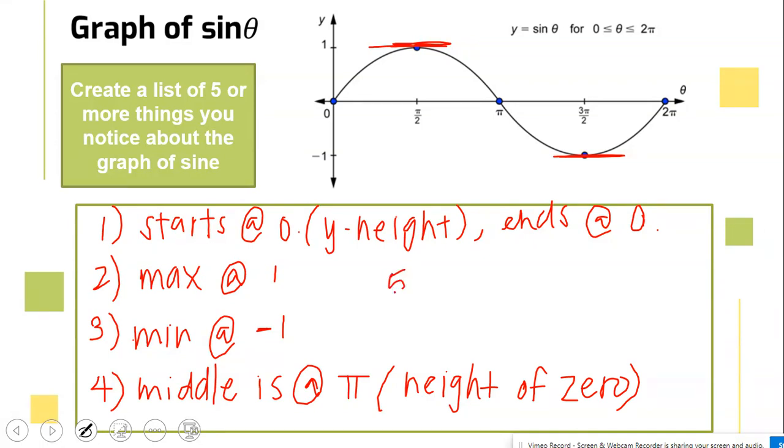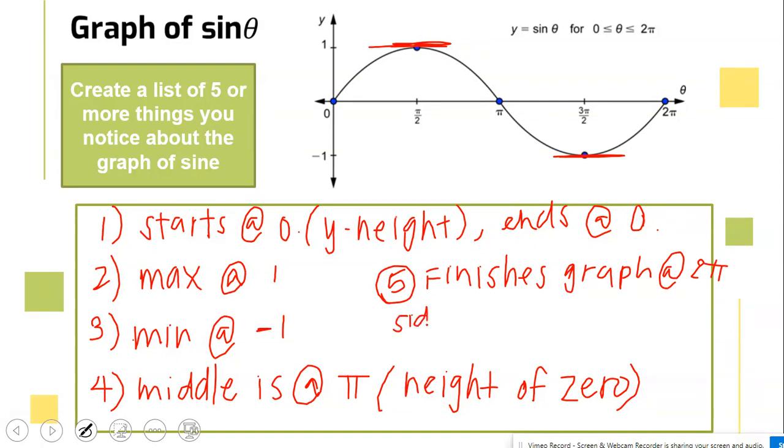And the last thing you might notice is that it finishes the graph at 2 pi. You also might notice that it looks almost like a sideways S a little bit. That's usually something that people bring up. There are 1, 2, 3, 4 equal parts, which is oftentimes what people bring up.